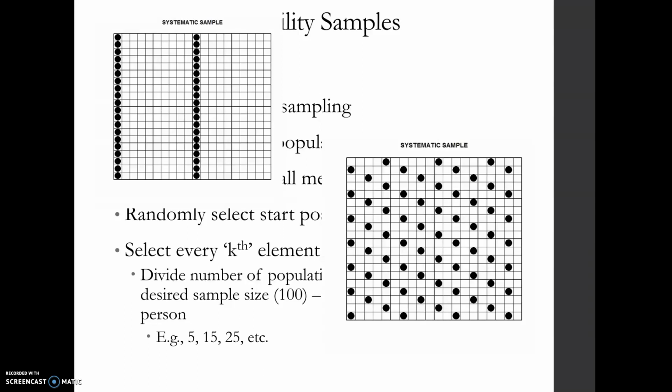And they can also look like this. You see a clear pattern and you cover the whole map, but because you randomly select the starting point, every member in the population still has an equal chance of being selected before you start the process.